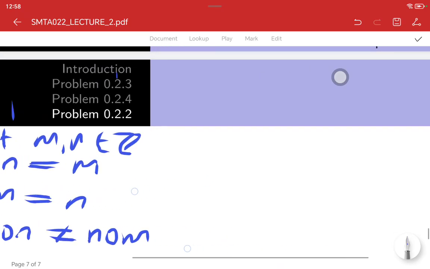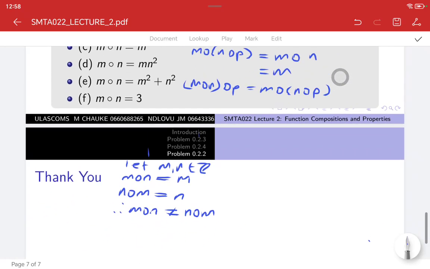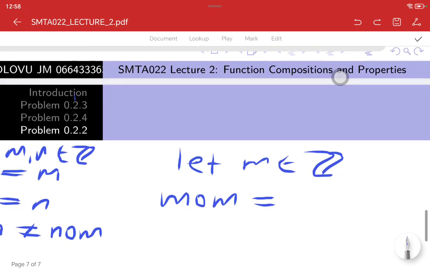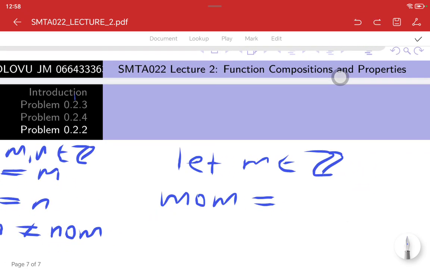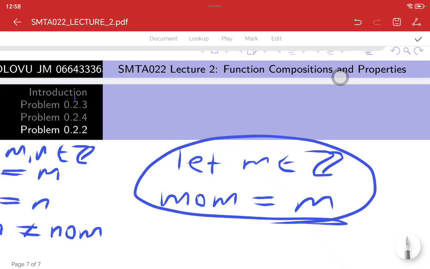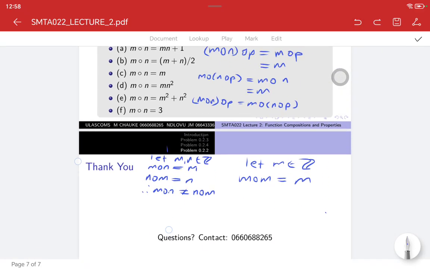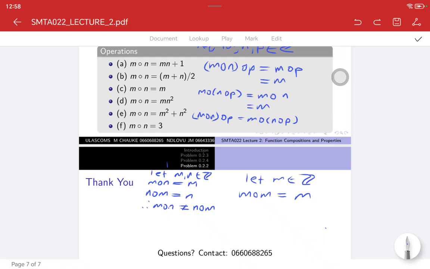Now we come to check idempotent. We're just going to let M be an element of an integer. Now, idempotent says that M o M should be equal to M. Let's check. M o M is equal to what? The first element is M, so this will be equal to M. Therefore, this is idempotent. The idempotent law is satisfied. So, according to C, only associativity and idempotent are satisfied.